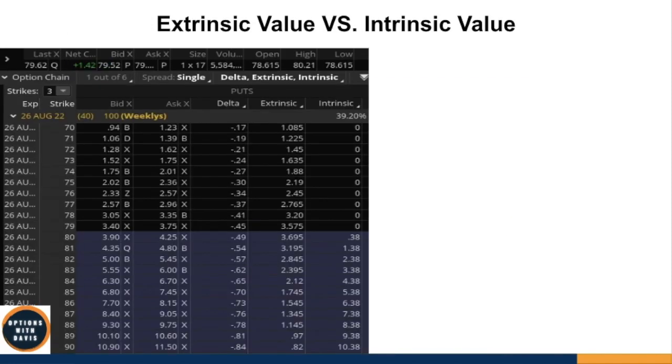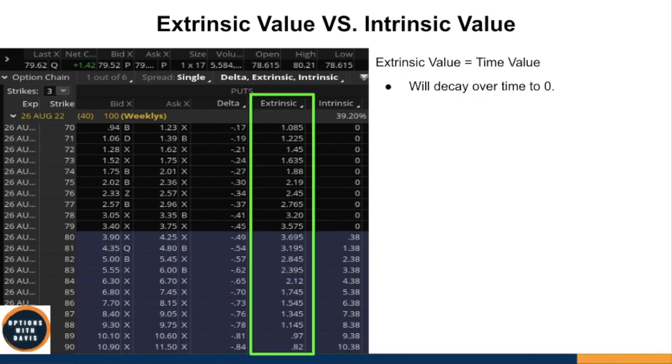Now let's take a look at the main difference between out of the money put options and in the money put options. And the main difference is really extrinsic and intrinsic value. Now, extrinsic value, if you're not already familiar, is basically just time value. So you can see this is the column down here. This tells you the extrinsic value for each of these strikes down here.